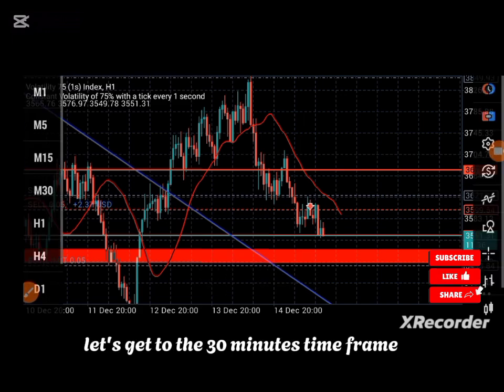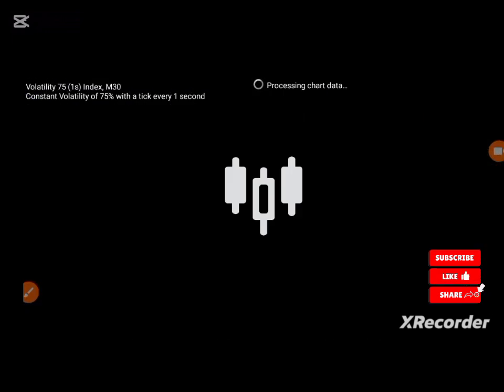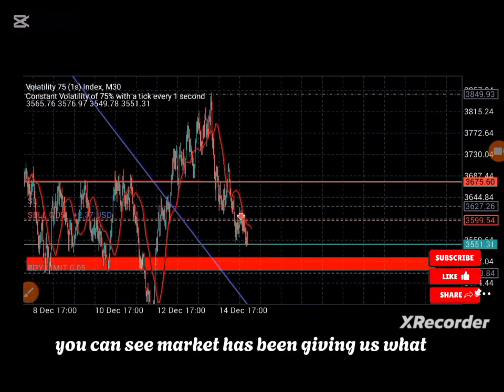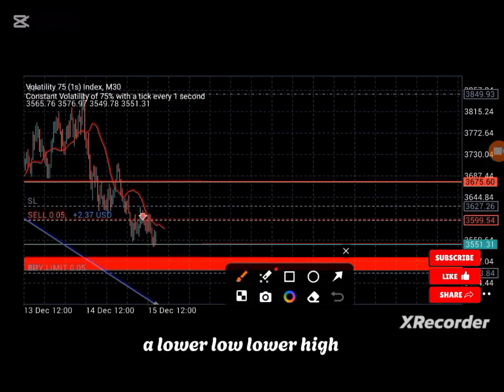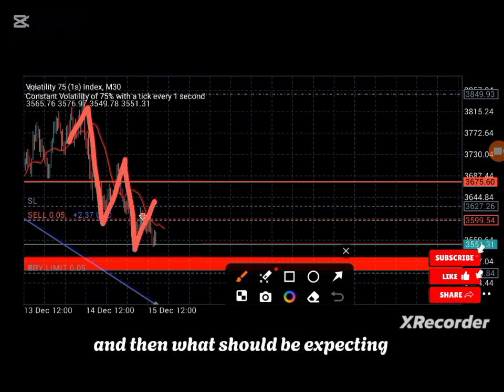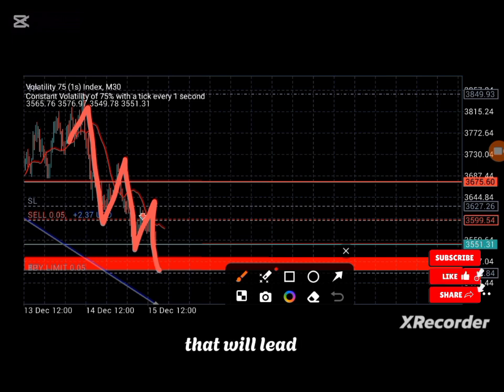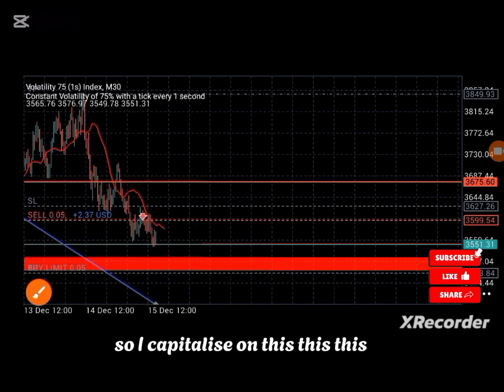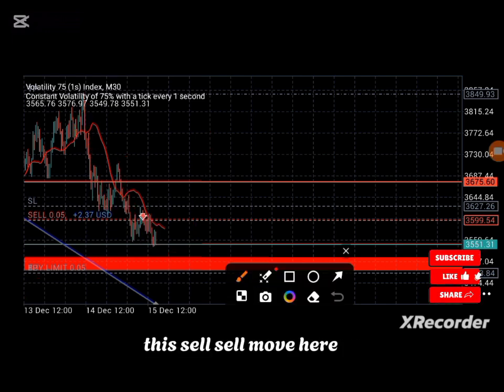Let's keep to the 30 minute time frame. On the 30-minute time frame, you can see the market has been giving us a lower low, lower high, lower low, lower high. And then what should we be expecting? A lower low that will lead the market to come back to this zone here, before bouncing on it and then going back up. So I capitalized on this small sell move here.